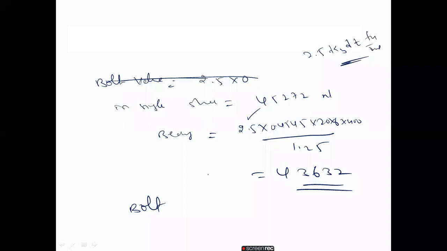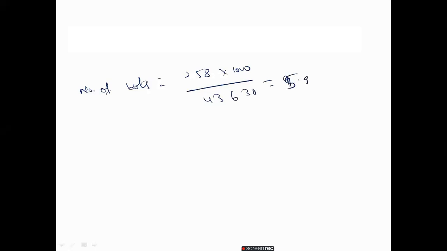I am repeating the same formula without explaining it clearly here because we already solved four or five problems. Please go through the previous videos. Here 43630 is the least value. Now the number of bolts required: the load is 258, and with bolt value 43630 we get 5.91. So we have to provide a total of 6 bolts.